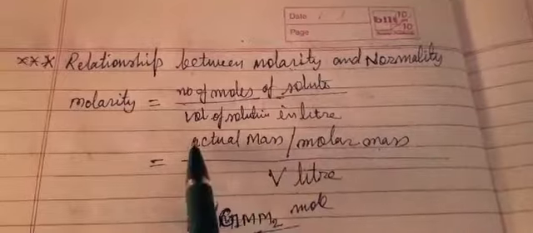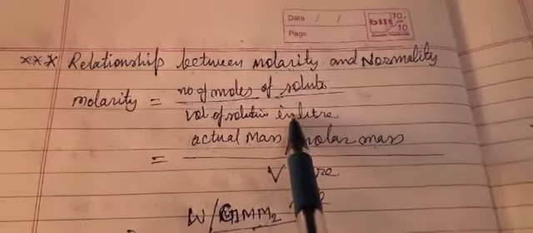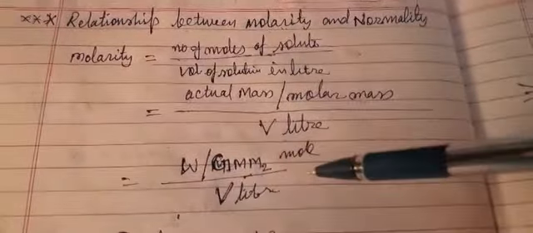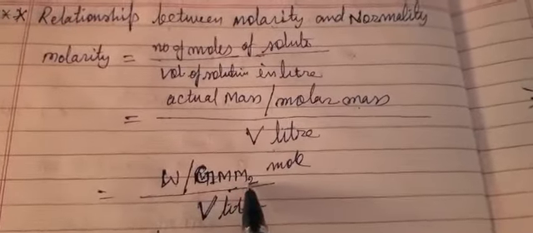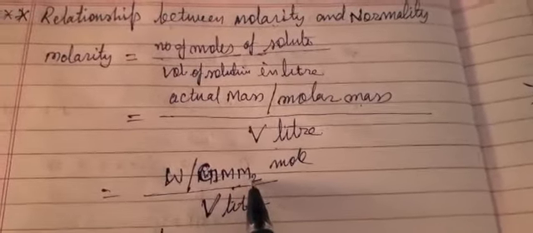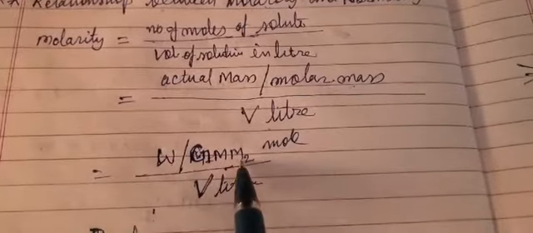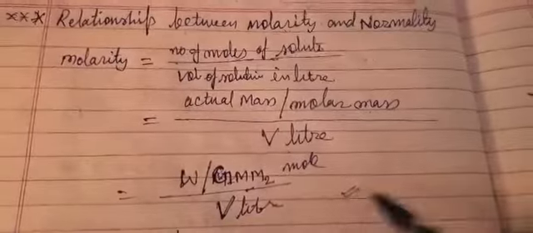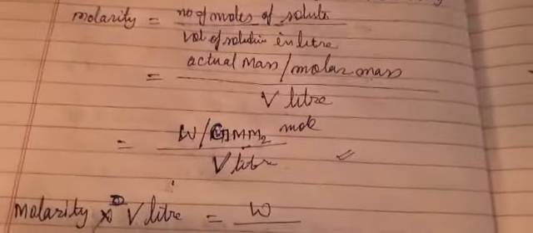So molarity we have got this one, and the normality also. Now we have got the molarity. What is this? Actual mass denoted by W. GMM2 means molar mass of the solute. So instead of molar mass, we have written GMM2. The volume of the solution is V liter. So this is what we have got.